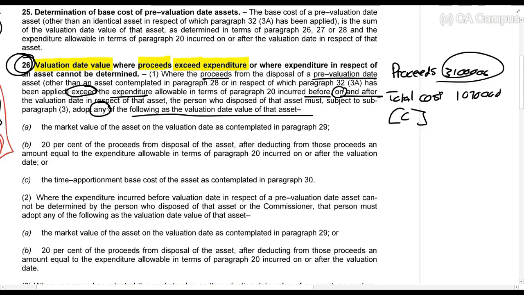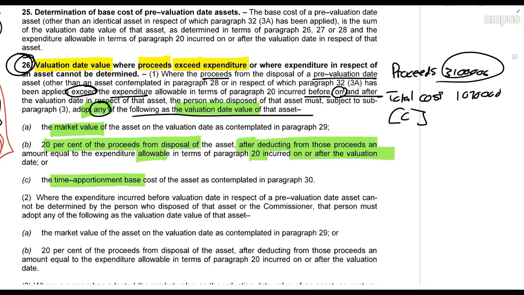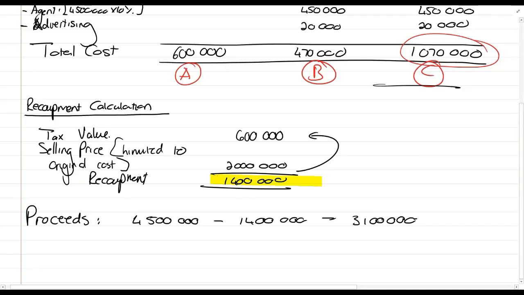Then they tell you, okay, if you have that, then the valuation date value is any of the following. The market value of the asset, 20% of the proceeds from the disposal of the asset, after deducting from those proceeds, costs which are allowable in terms of paragraph 20 on or after the valuation date. So costs after 1 October 2001, or the time apportionment based cost. Right, so guys, how are we going to do it?